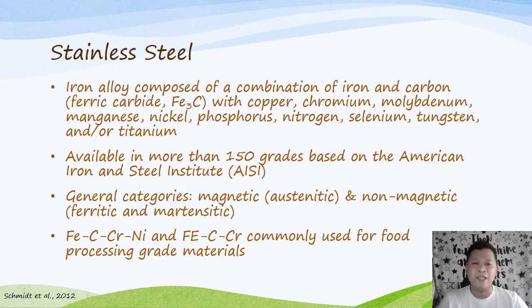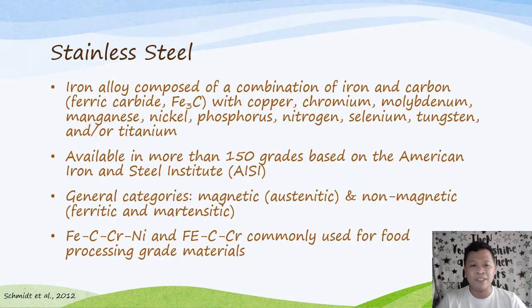Okay, it's not simply iron because you know that iron rusts, and stainless steel is called stainless because it doesn't rust. And that's because, among other things, it's a combination of different materials. It has copper, chromium, molybdenum, manganese, nickel, phosphorus, nitrogen, selenium, tungsten, and or titanium. But generally, most stainless steel would have just at least 4 of these materials together. There are more than 150 grades of stainless steel, but we need to take note of those that are food grade, mainly the 304 and 316 grades.